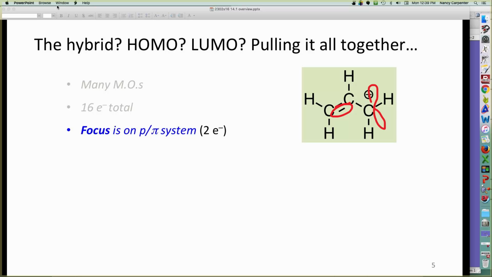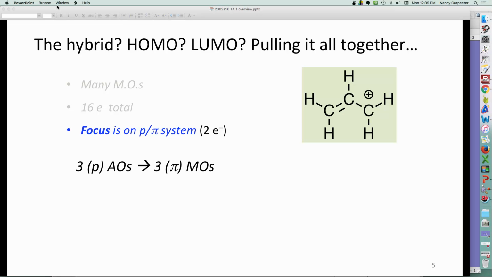And if you think about that, you can see that, of course, that means we're only looking at 2 electrons, because that guy is empty and this guy has 2 electrons. All right, so let's start constructing our molecular orbitals.